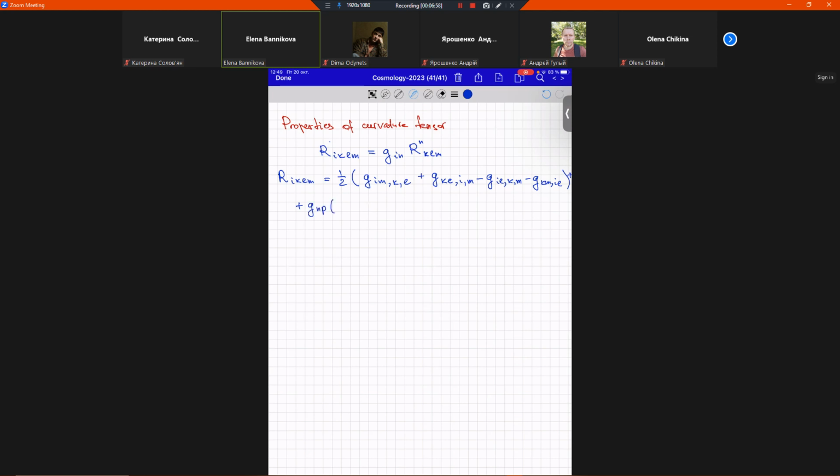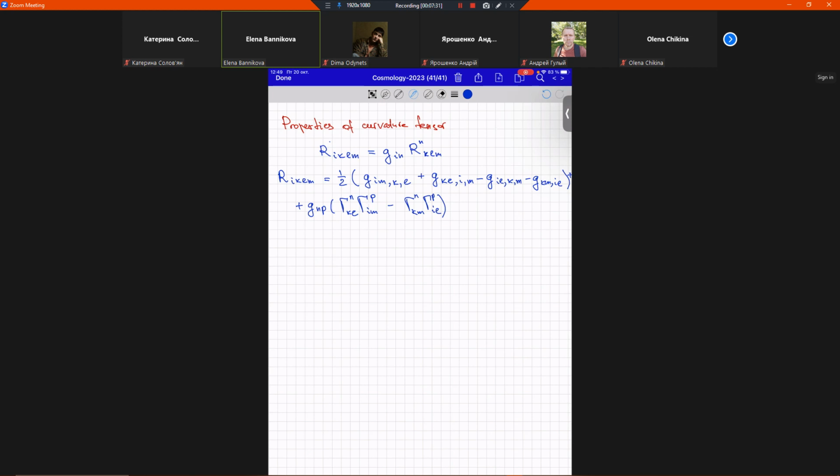g_{np}, gamma, and this is the structure gamma gamma minus gamma gamma. And again, we can distribute indexes. Here we will have n, here p, and here kl, here im. Here again we will have n, here p, and here km, il. So this is the expression for the Riemann tensor through the metric tensor.